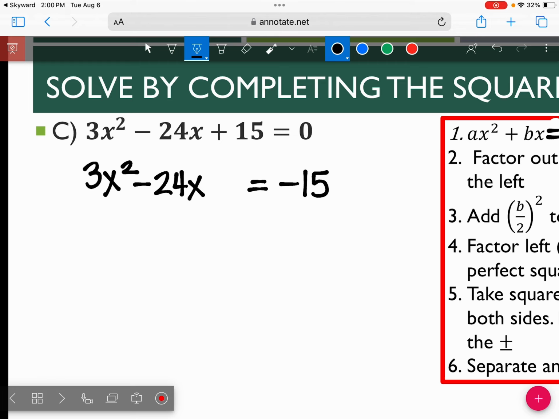So now we actually have an A value that's not 1. So you see where it says step 2, factor it out of the left. So I'm ignoring this negative 15. I'm only going to take that 3. I'm taking 3 out of these two numbers right here. So when I factor out a 3, that comes to the front. And that leaves me with x squared minus 8x, and then that's a negative 15.